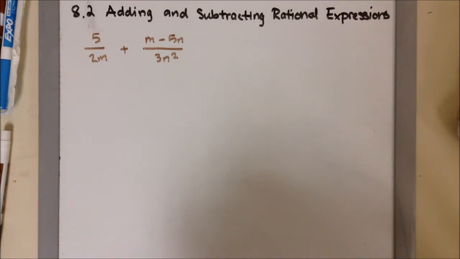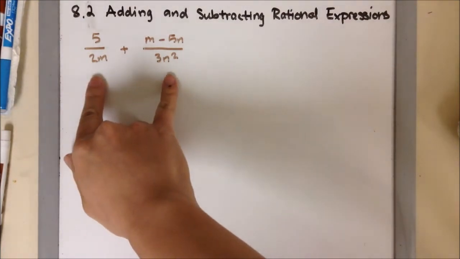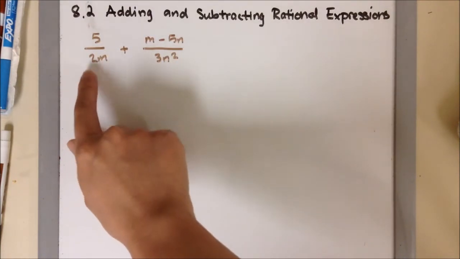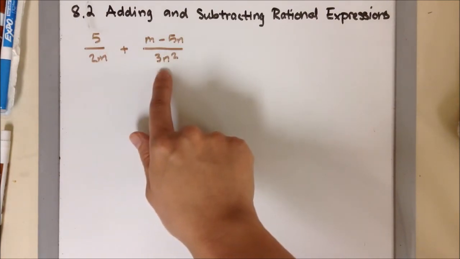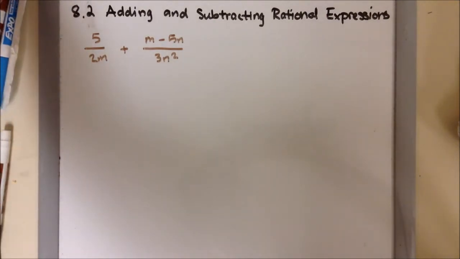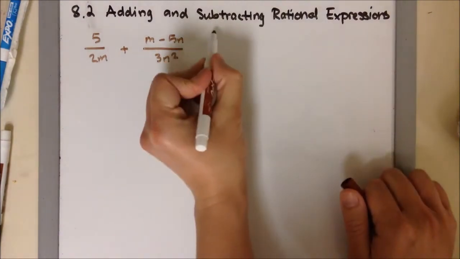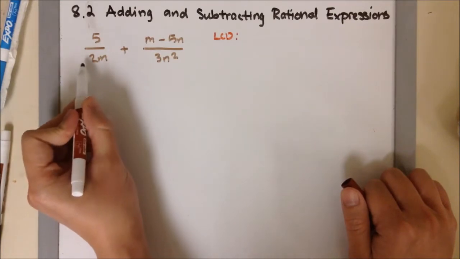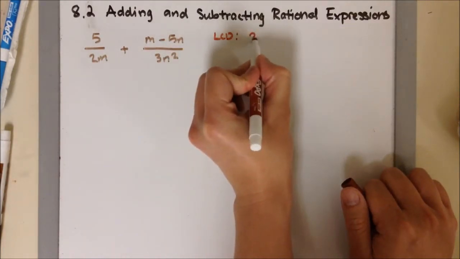Now in this example, we're going to be adding fractions where we have a monomial term for the denominator. For both of these fractions, we have a monomial term, meaning one term in the denominator of the first fraction and one term in the denominator of the second fraction. Now, the process is going to be similar to the last example that we covered, but the form is going to be a bit different. When you're looking for your LCD, you will notice that in the first fraction, the denominator has 2m, so I'm going to write 2m.